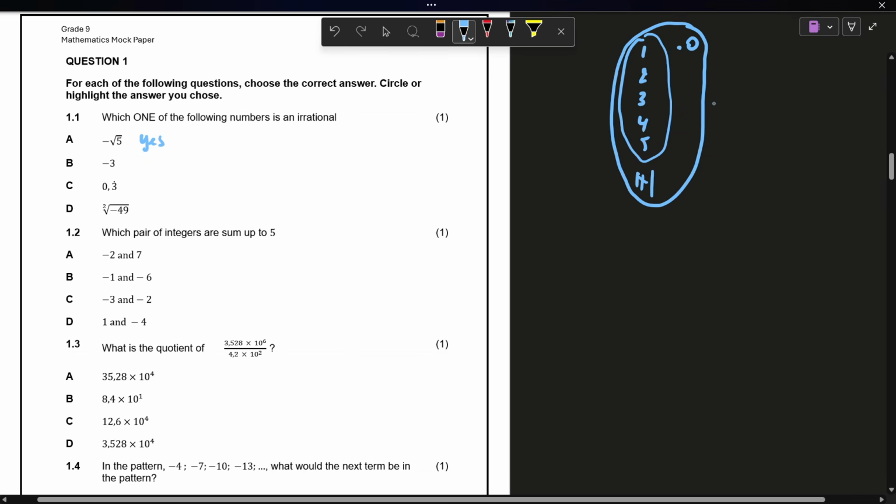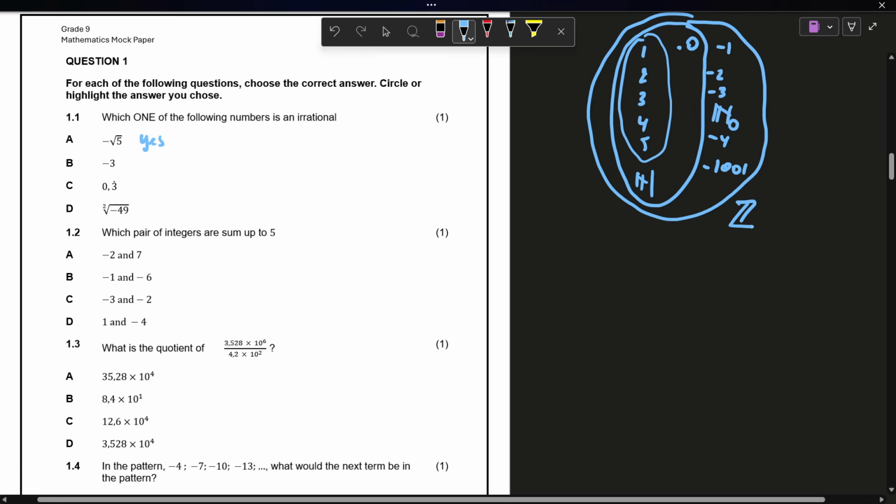This becomes the set of whole numbers. And now when you add the negative additive inverses, the negative of 1 is negative 1, then negative 2, negative 3, negative 4, negative 1001, and so on. All these together make the set of integers, right? These are integers.